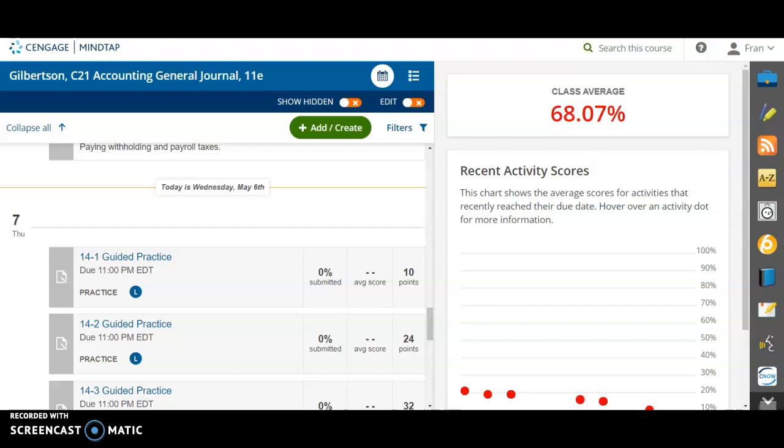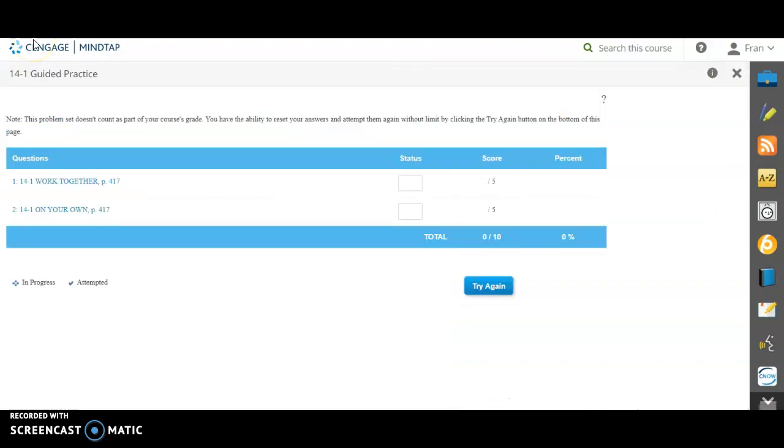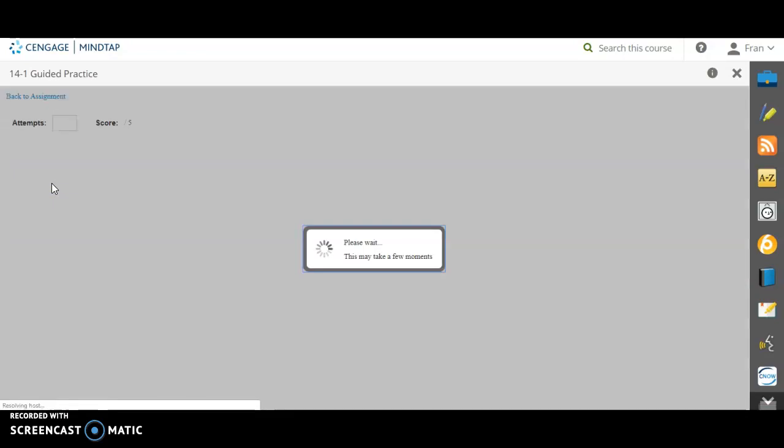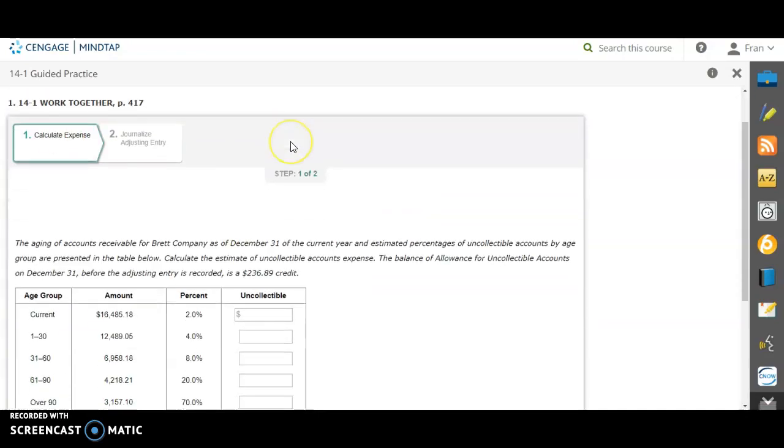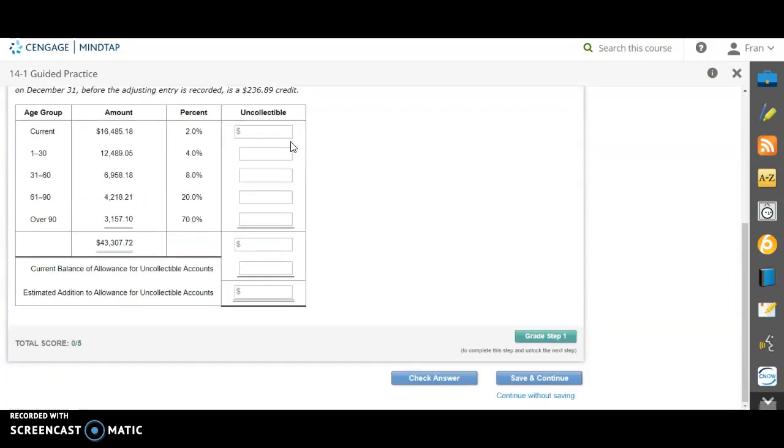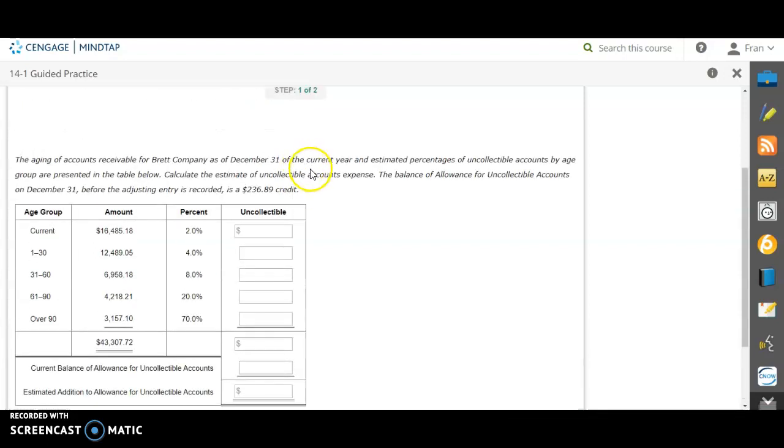Businesses go out of business. Businesses have issues, as we can really tell right now in the pandemic. We will be doing 14.1 work together. And here we have an example of a business that is actually going to look at the amounts that are estimated not to be paid.